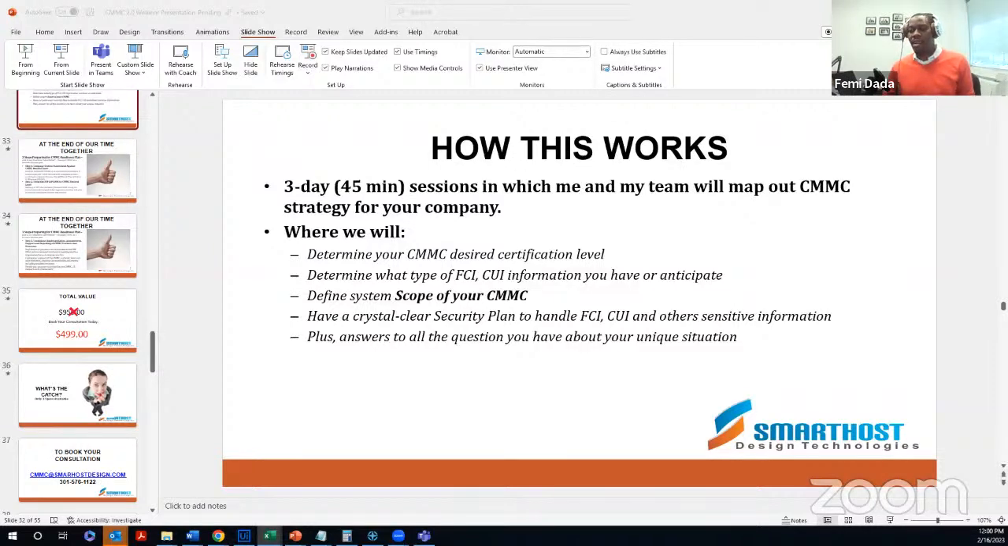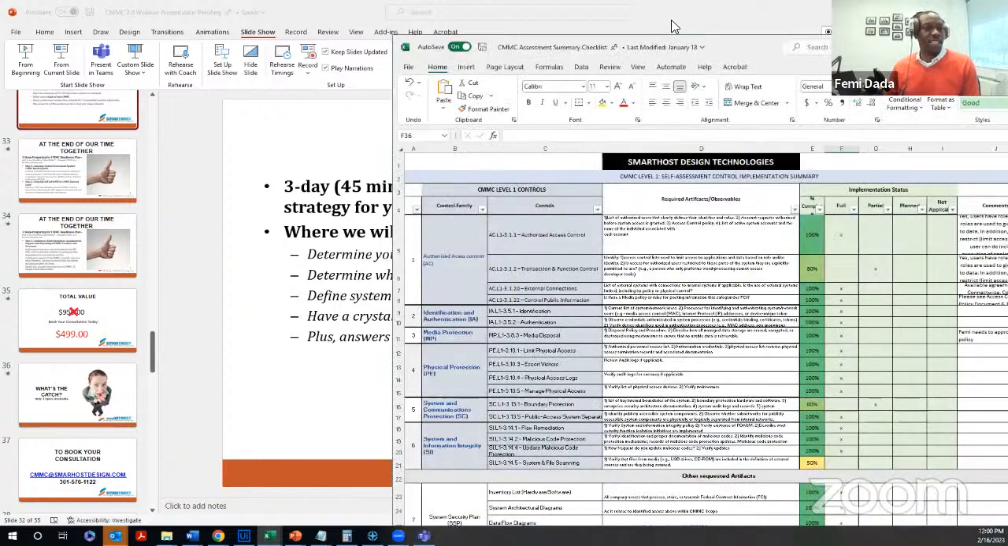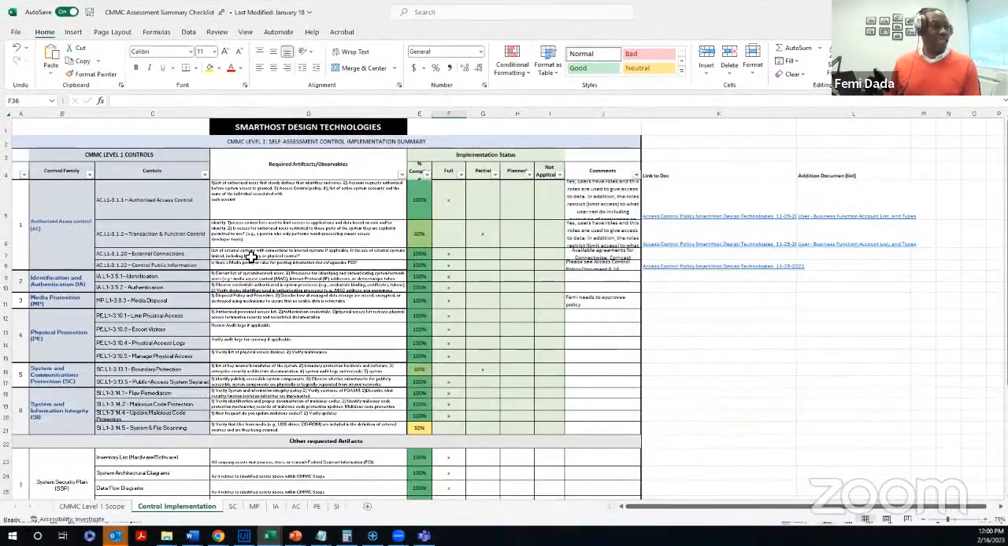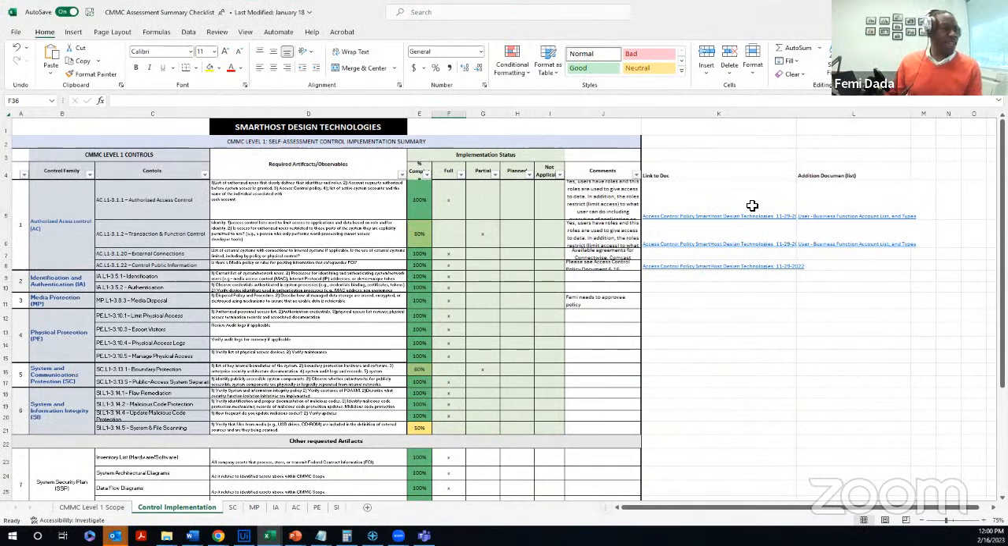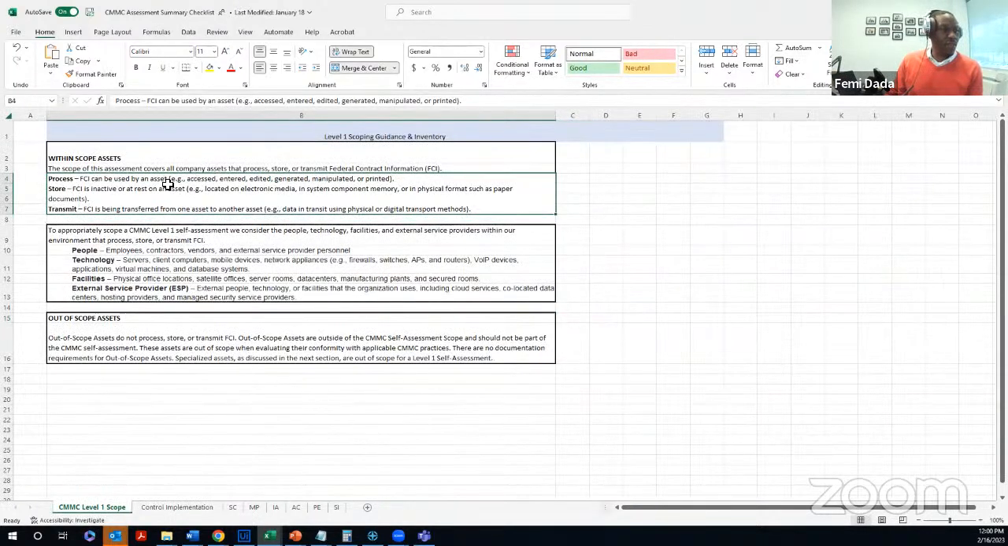Okay, yep, I think I have it here. So what I just wanted to do right now is to share a spreadsheet for tracking. We have another system online that we use to track this. So if you can still see my screen, this is just the scope of CMMC. As you see, we've defined the scope.